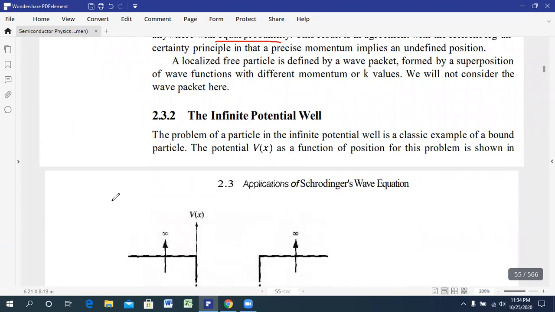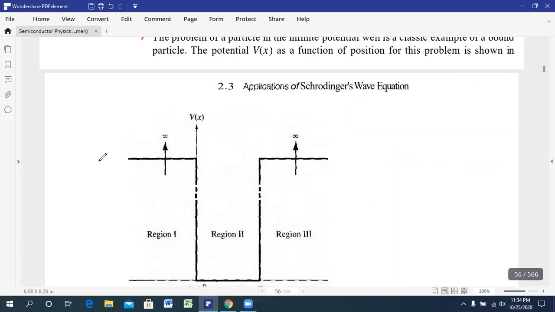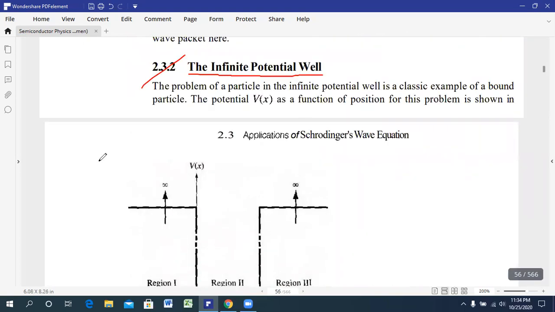Okay, now go to article number 2.3.2. This one is an infinite potential well. That means we will have three regions. The first region will be the infinite potential, then region 2 will be the zero potential, and again the third region is an infinite potential.